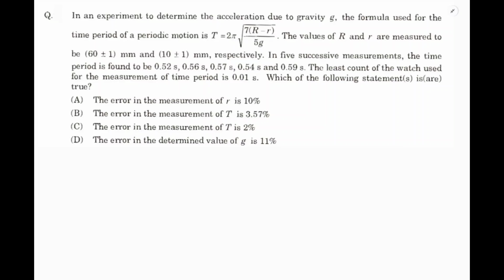The problem states: in an experiment to determine the acceleration due to gravity, the formula used for the time period of a periodic motion is T equals 2 pi root over (7(R minus r))/5g. The values of capital R and small r are measured to be 60 plus minus 1 millimeter and 10 plus minus 1 millimeter respectively. In 5 successive measurements, the time period is found to be 0.52 second, 0.56 second, 0.57 second, 0.54 second and 0.59 second. The least count of the watch used for the measurement of the time period is 0.01 second. Which of the following statements is or are true?